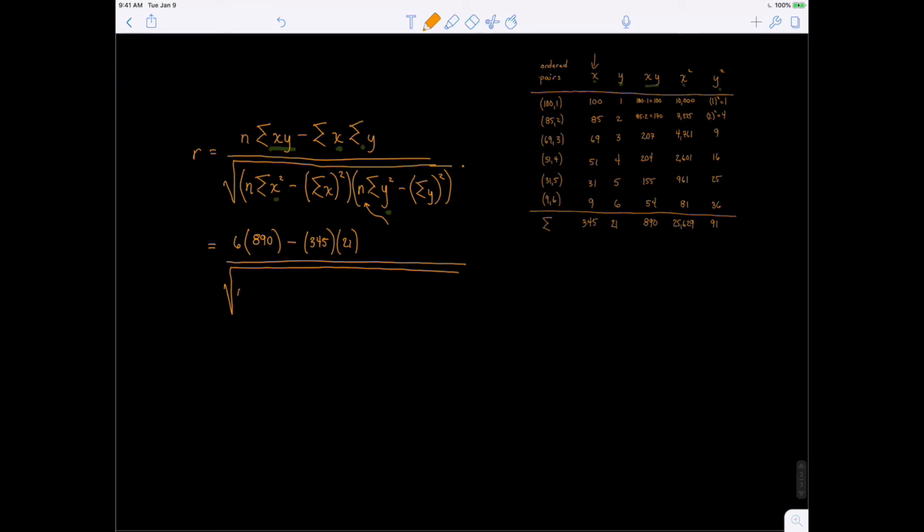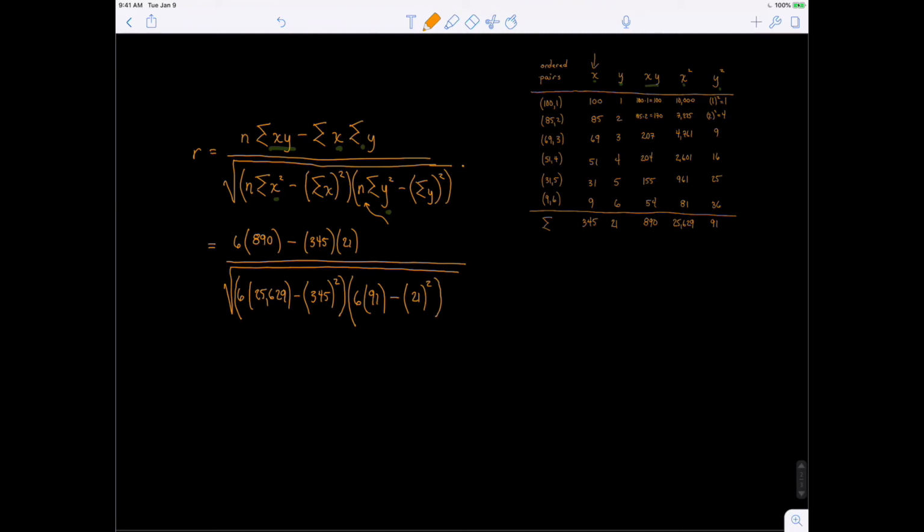So we take n, again that's 6. We take the sum of the x's squared, that is 25,629, and that's in parentheses. Minus, parenthesis, the sum of the x's, that's 345. Square that, and you need another parenthesis. Then we need a left parenthesis. N is 6 again. The sum of the y squareds is the 91. Minus the sum of the y's, they add up to 21. We need to square that, and then we need a parenthesis.